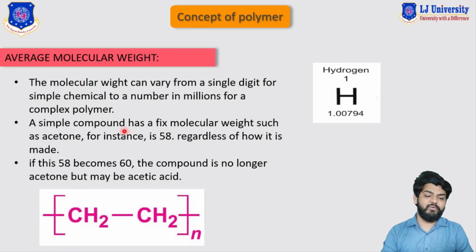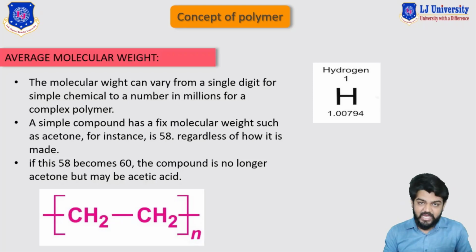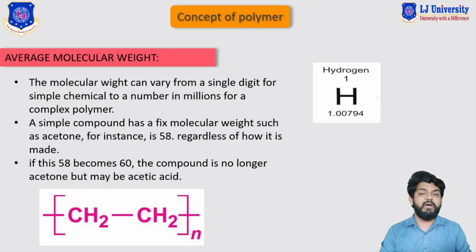A simple compound has a fixed molecular weight, such as acetone, for instance. Acetone has the molecular weight of 58 grams per mole. Regardless of how we manufacture acetone, if the final product is acetone, it will always have a molecular weight of 58 grams per mole, right? But if this 58 grams per mole becomes 60 grams per mole, then the product will no longer be acetone. It will be converted into acetic acid.